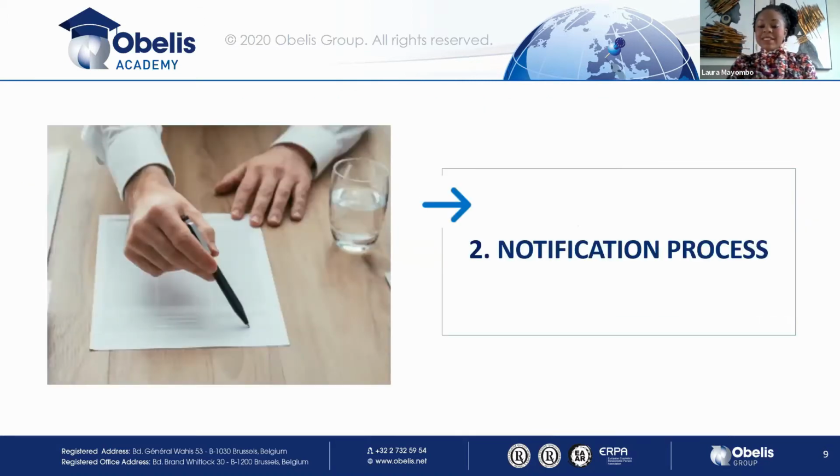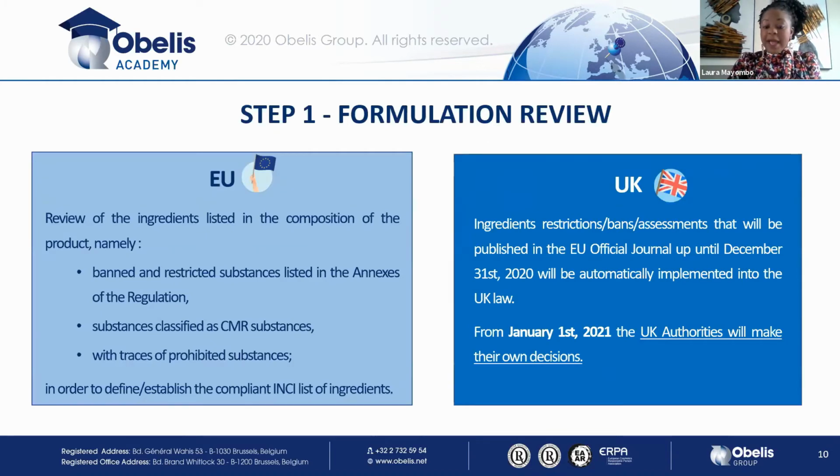The notification process, and you should pay really attention here because that's where we will see the main differences. The first step, as we know, for the process to notify a cosmetic product is to perform a formulation review. In EU, we have to review the formulation to make sure that there is no restricted and banned ingredient within the formula, no CMR substance, no prohibited substance, and so that we can also define the proper INCI list of ingredients that has to be stated on the package.